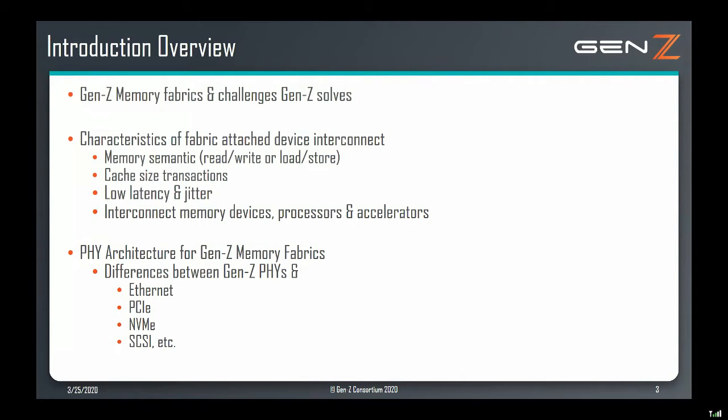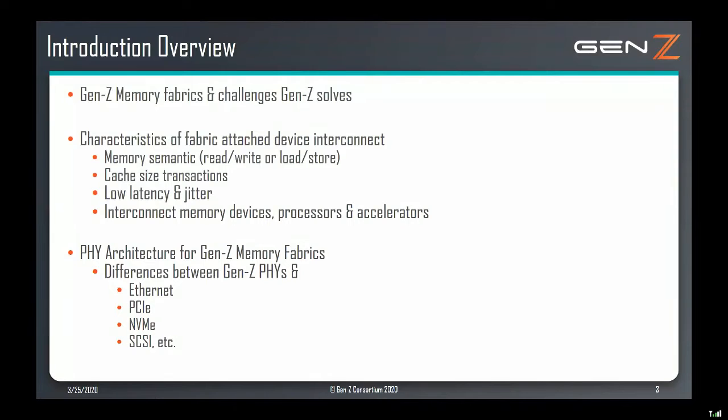The interconnect characteristics for a fabric, especially when attaching memory devices where you're going to work out of executable space, require, firstly, that the fabric must use memory semantics. Gen-Z does utilize memory semantics. That is read-write, otherwise known as load-store operations. The transactions are optimized for cache sizes. Again, that's very appropriate for processing and ensuring very high performance, low latency transactions. The interconnect for Gen-Z supports memory devices, processors, and accelerators, and memory can be shared between those processors or allocated to a specific device, depending on the workload that is relevant at the time.